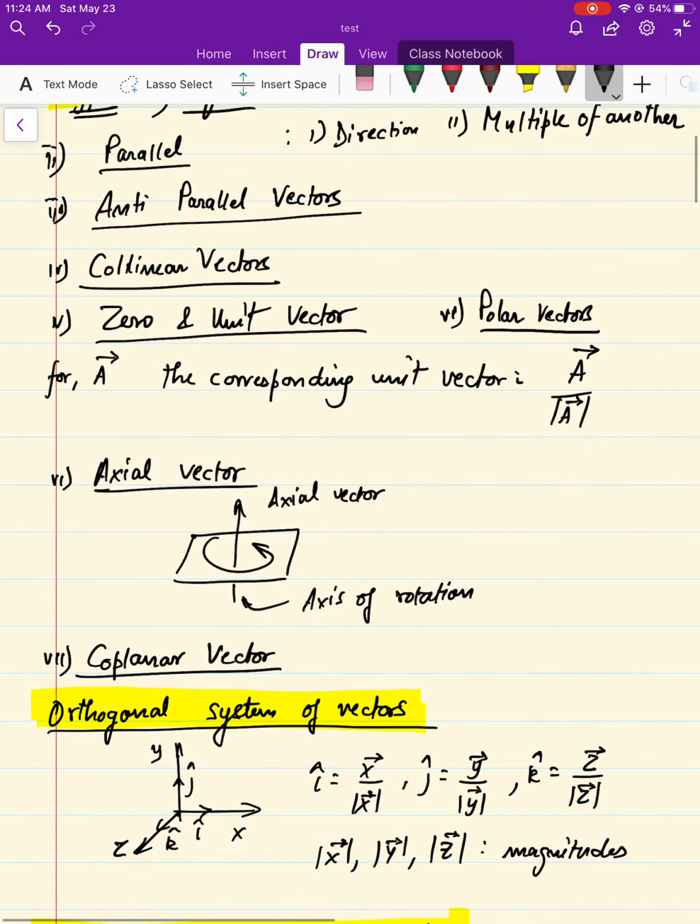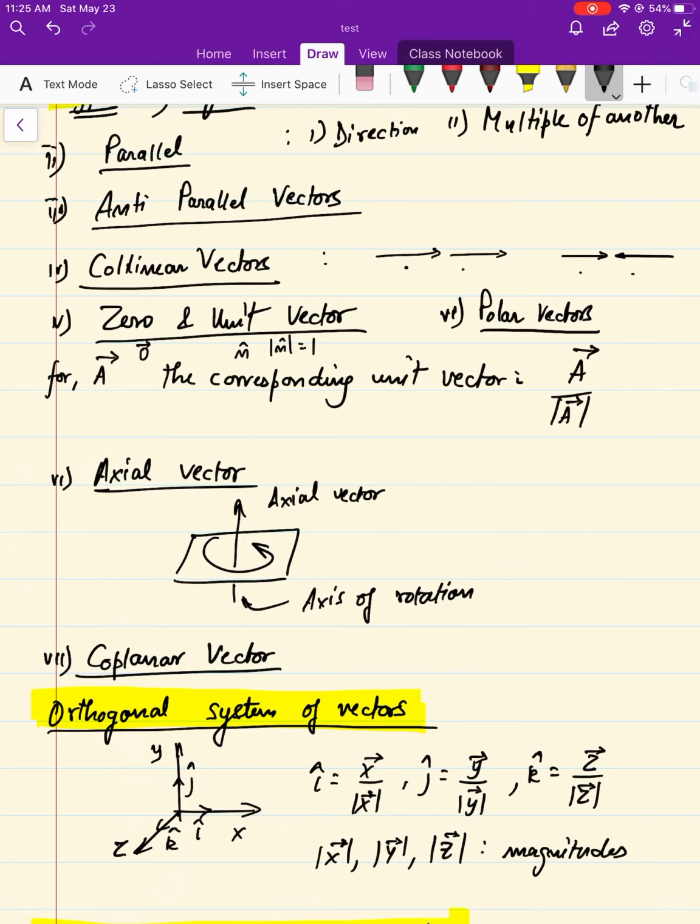Collinear vectors means that two vectors are along the same line, either in the same direction or in the opposite direction, as you see I'm drawing over here. So these are two vectors in the same direction, and these are two vectors in the opposite direction. Zero and unit vectors have the usual meaning, which means that the zero vector is a null vector, usually defined by 0, and the unit vector is defined by n cap, which you shall see in the following sections, and its magnitude is equal to 1.